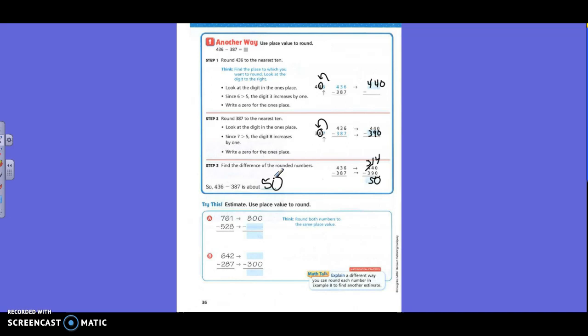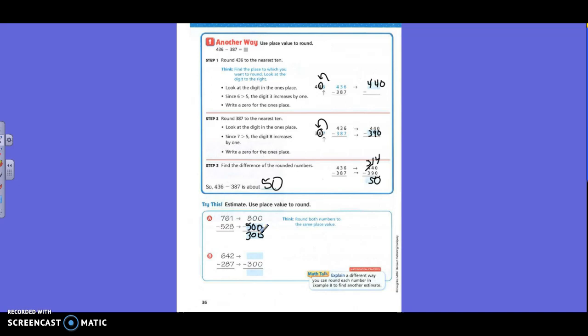And last thing we are going to do, estimate using place value to round. So once again, we're rounding, and then we're going to subtract. They rounded 761 to 800. What could you round 528 to the nearest 100 this time? 500. You guys agree? Yes. Okay, 500. What's 800 minus 500? 300. You guys all thought about it right at the same time.